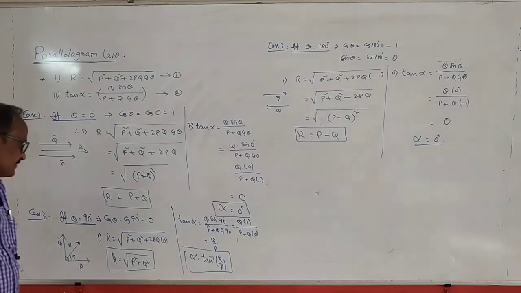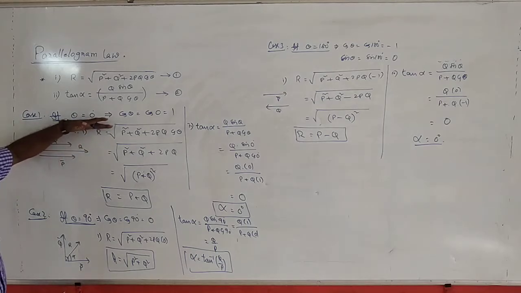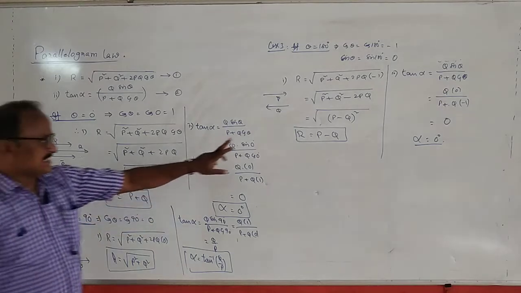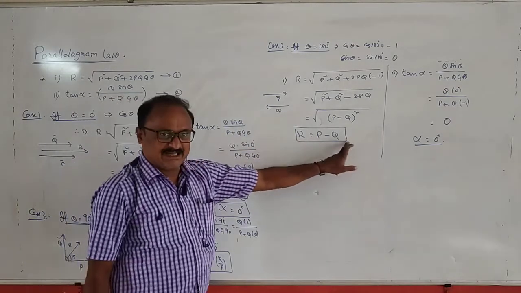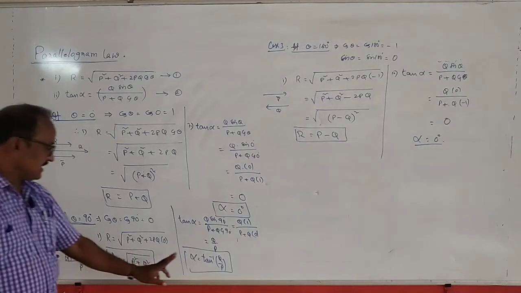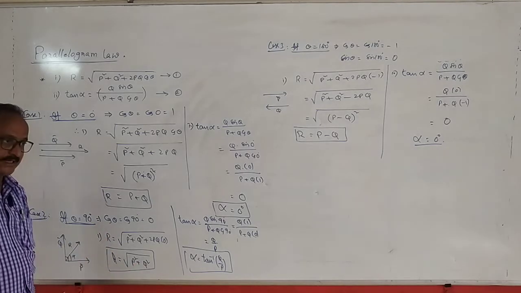See my dear friends, if theta is equal to 0, in case of parallel vectors or like vectors, R is equal to p plus q. In case of unlike vectors, R is equal to p minus q. And again in case of orthogonal vectors, orthogonal means perpendicular vectors, theta is equal to 90 and R is equal to root of p square plus q square.